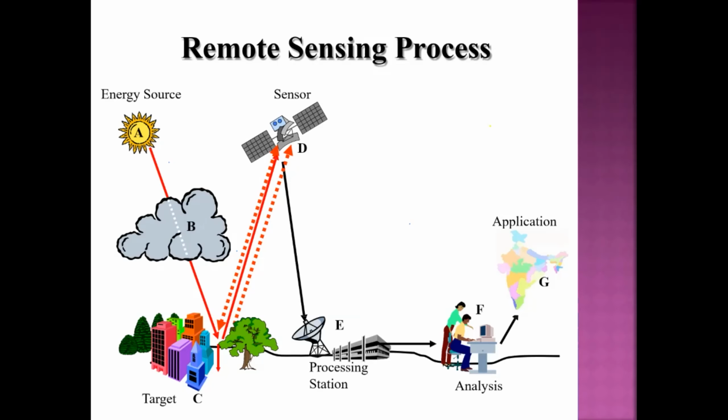Here you will see that these energy sources interact with the cloud, and then reach our earth. On the earth we have different types of objects, here the building and trees. Having different types of interactions, different objects behave in different ways. For example, in the last class I already told you that vegetation reflects more of the near infrared radiation than the visible radiation.